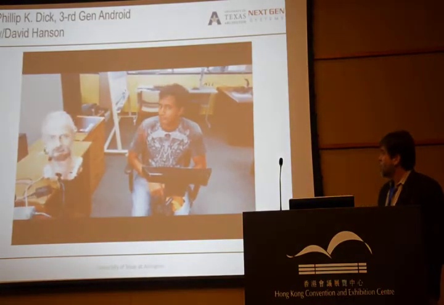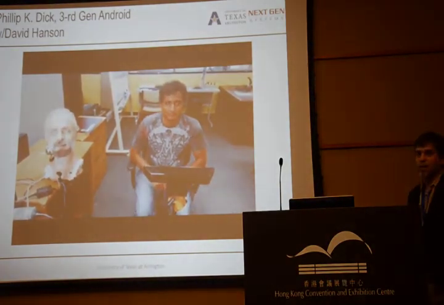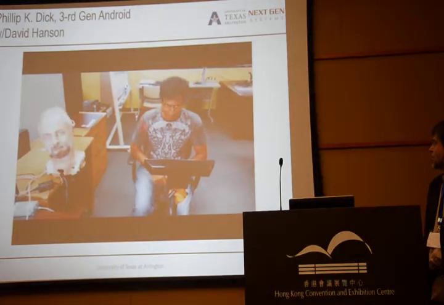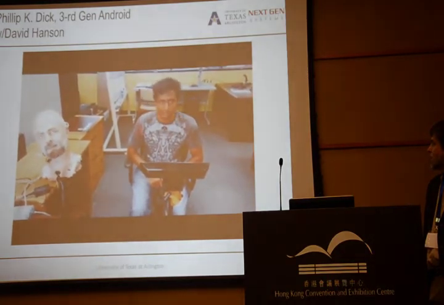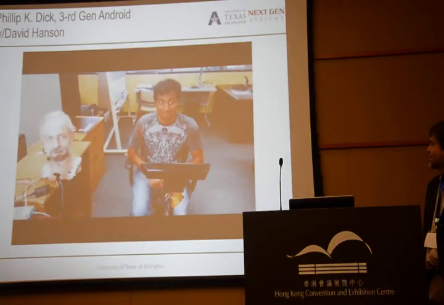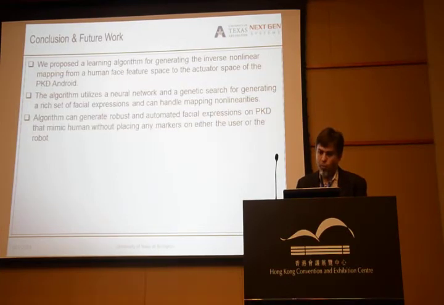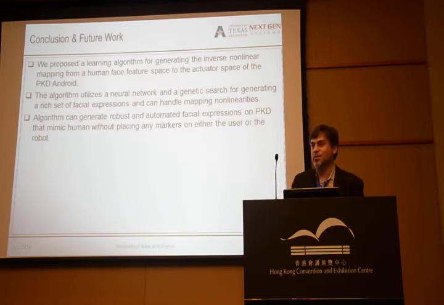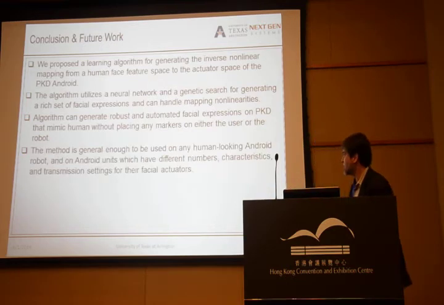Recently I've been hosting Philip K. Dick in my lab, as well as Zeno. The same basic demo that you see here is running with the robot through a simple Kinect. The search algorithm for selecting the expressions is essentially automated. You take your next generation Android, present it to the Kinect, it runs through this data collection, and at the end you have tuned expressions. So it's general enough to be used on humanoid Androids or non-humanoid Androids.